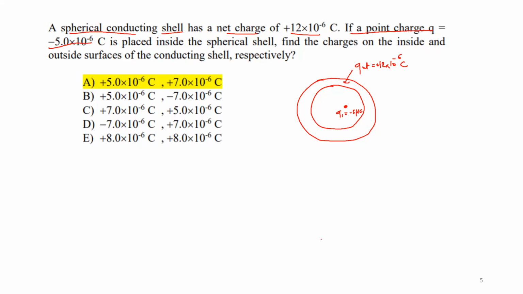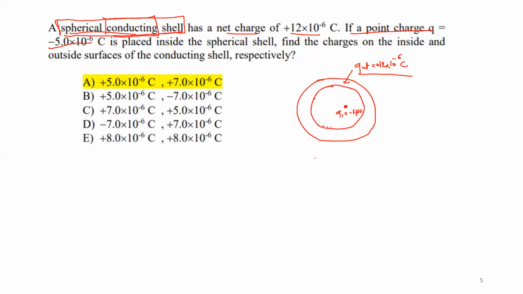Now the question is, what is the charge here on the inner surface and on the outer surface? Of course, this is a spherical conducting shell. It's conducting. So that means I can have induced charge, and the net charge was 12. You guess what will happen, right? So here, I'll be having this.